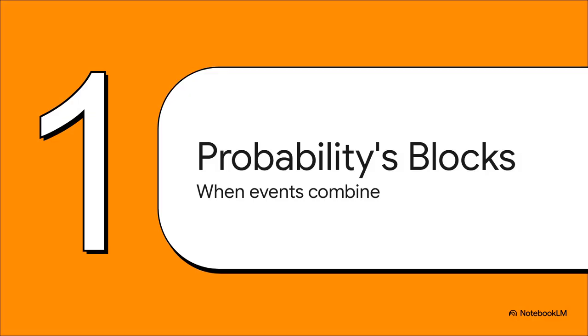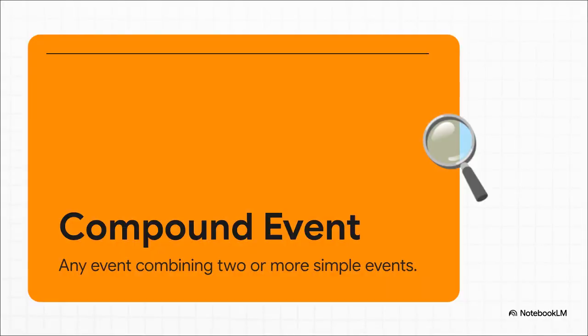All right, so first things first. Before we can get to the fancy rules, we have to define what we're even talking about when we start combining different events together. You're going to hear this term a lot, compound event. And it's not as scary as it sounds. All it means is any situation that combines two or more simple events. So instead of just flipping one coin, maybe we're flipping two coins. That's a compound event. And getting this idea down is really the key to everything else we're going to learn.